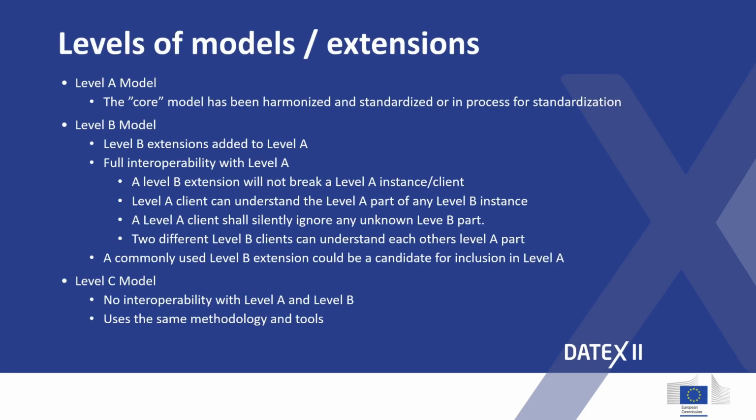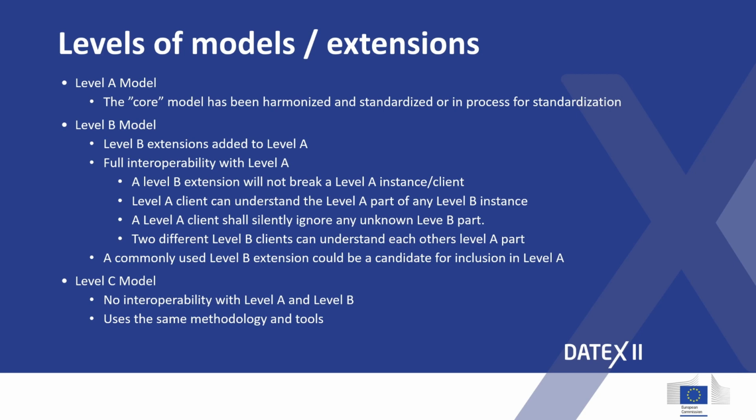We have different kinds of levels of models and extensions. A level A model is a core model that has been harmonized and standardized, or is in the process of standardization. We talk about the stable namespaces in level A, and that is a namespace that will not change.